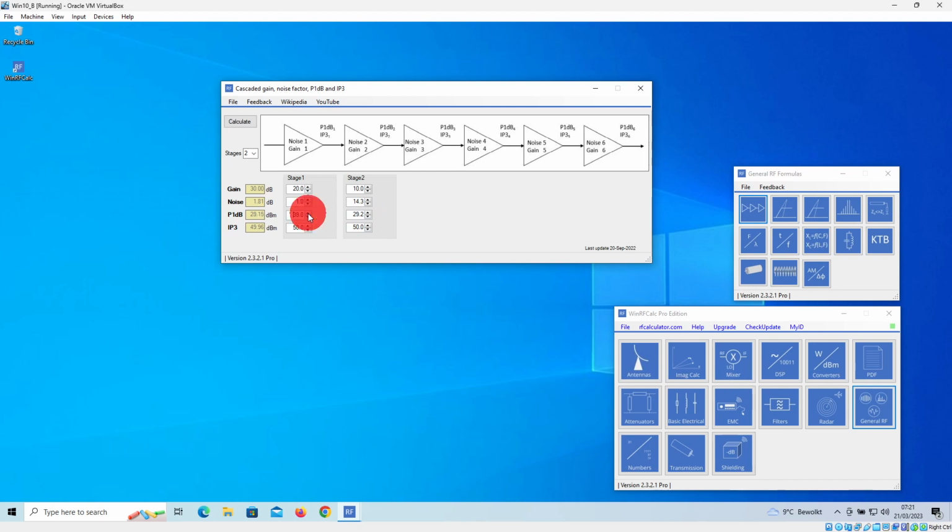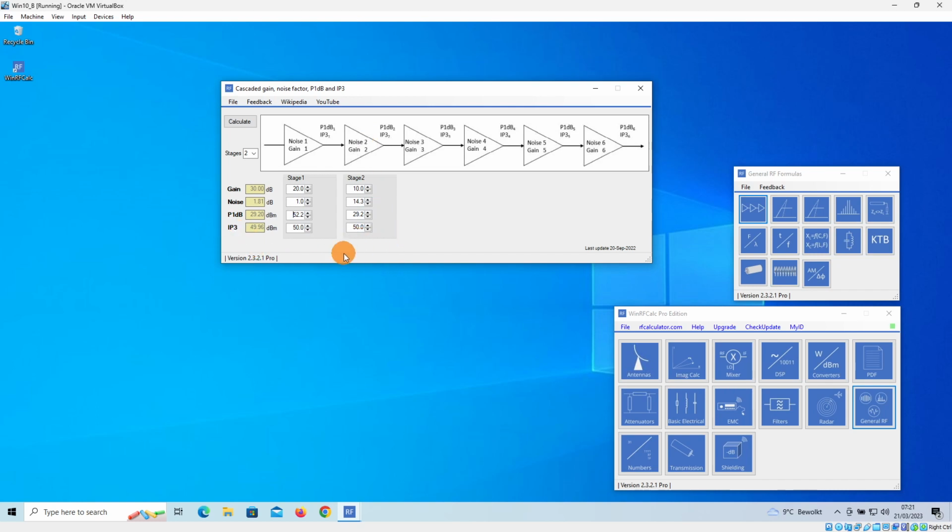So if we go higher than this one, so if we take a huge intercept point here, a very high one, the overall 1 dB compression is limited by stage number 2 in this case. So if this is a perfect amplifier without any compression, you see that there's still a limitation on the overall system because of the performance of stage number 2.